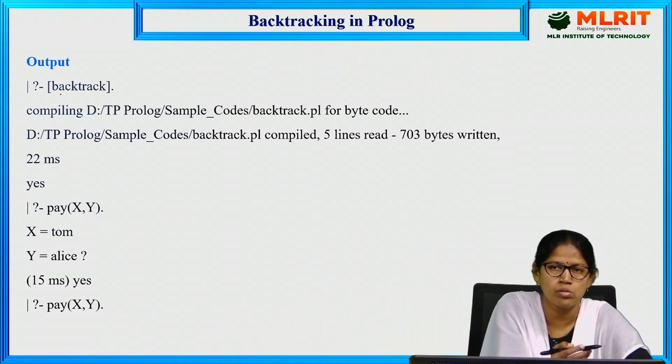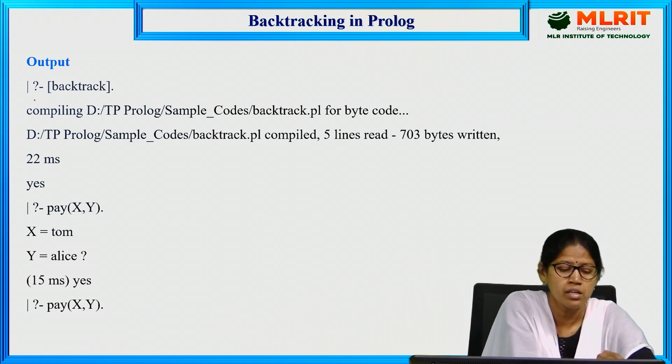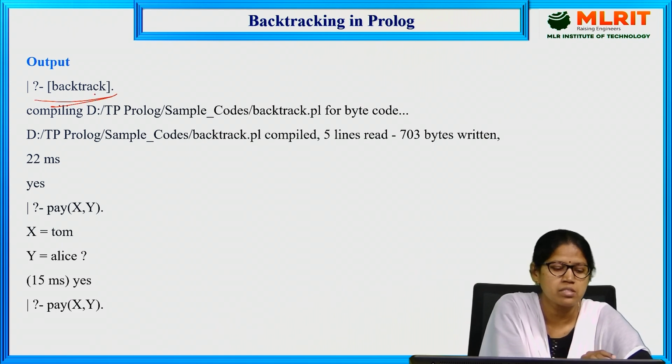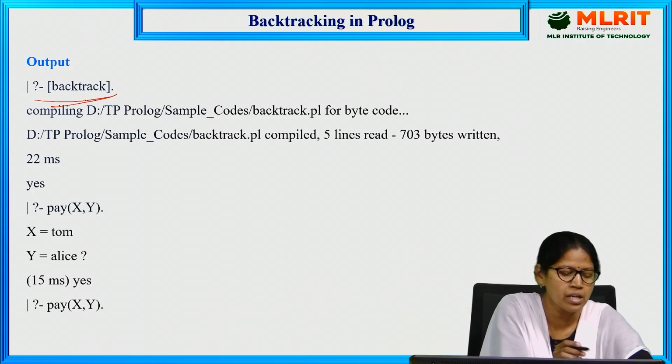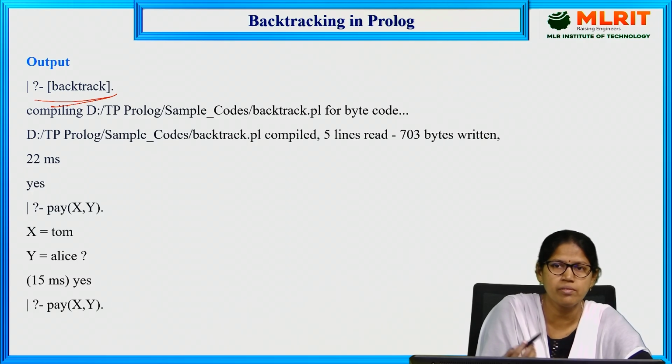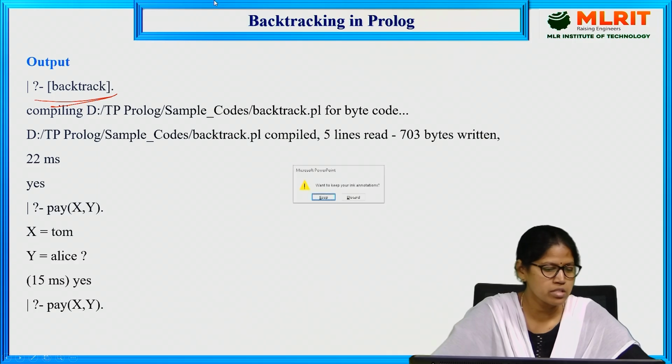To know how it will be backtracked, this is the command. Within the parentheses, within the square brackets, we need to write the backtrack command. Then it will show how it will be processed and everything. We'll see in the execution part. Let's see the execution.